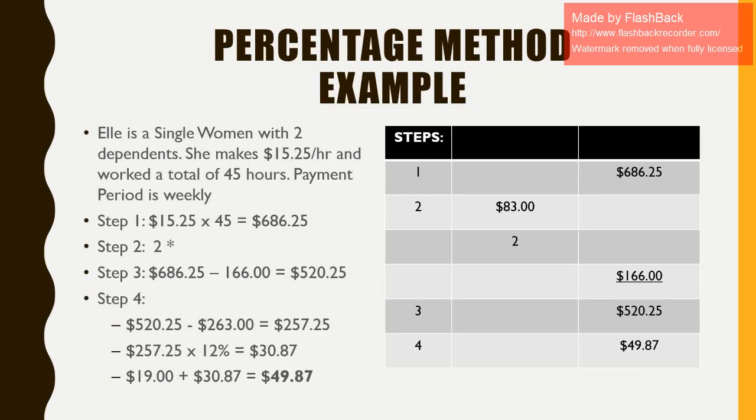Here, again, we're going to subtract this $263, which is how much the government lets us keep. Anything in excess of that is going to be subject to the percentage that you belong to. So you multiply it by the percentage to get this $30. Once you get that $30, you tack on whatever amount the government is going to take from your paycheck regardless of how much you make, which is $19. And that gives you a grand total of $49.87.